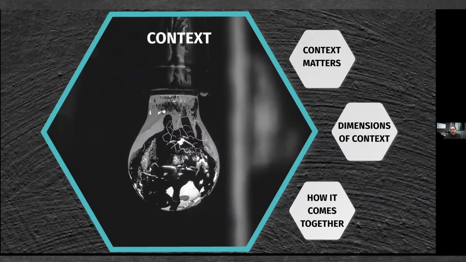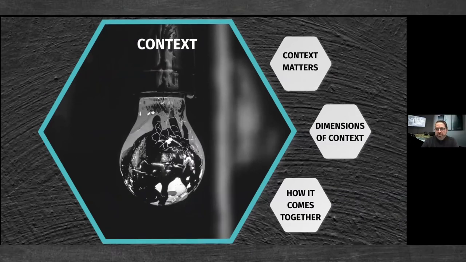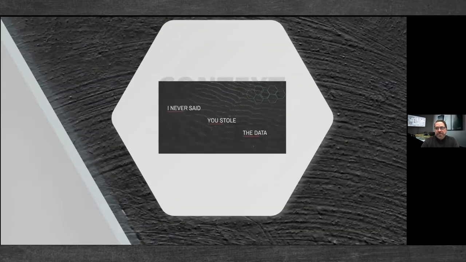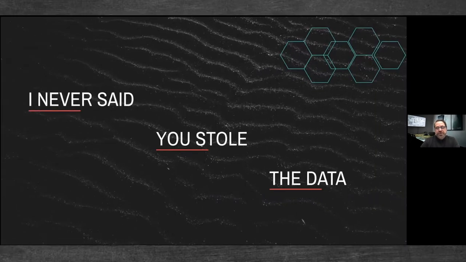Context. Context is hugely important in data, not just in graph data, but across the board, particularly when you're talking about health data. Context matters. Take this very simple statement. I never said you stole the data.